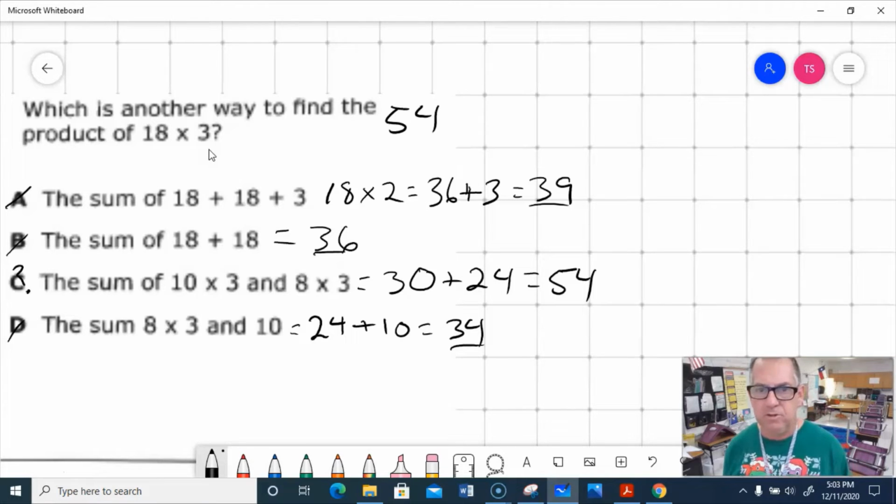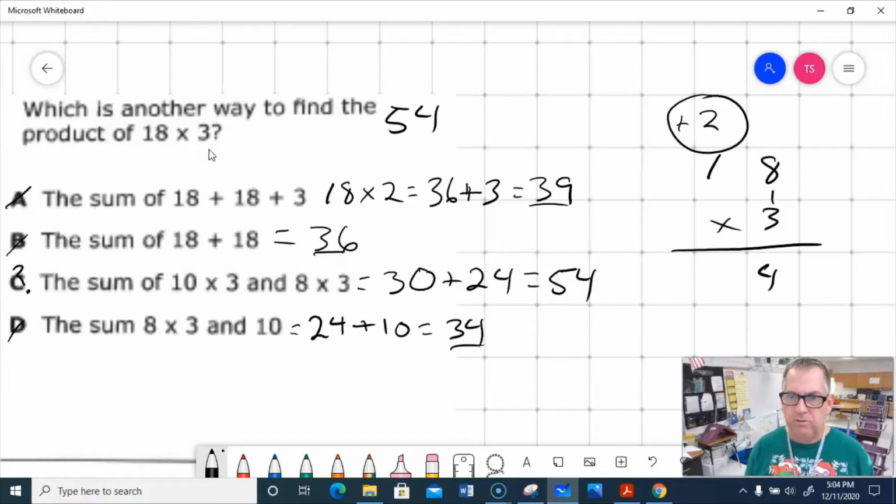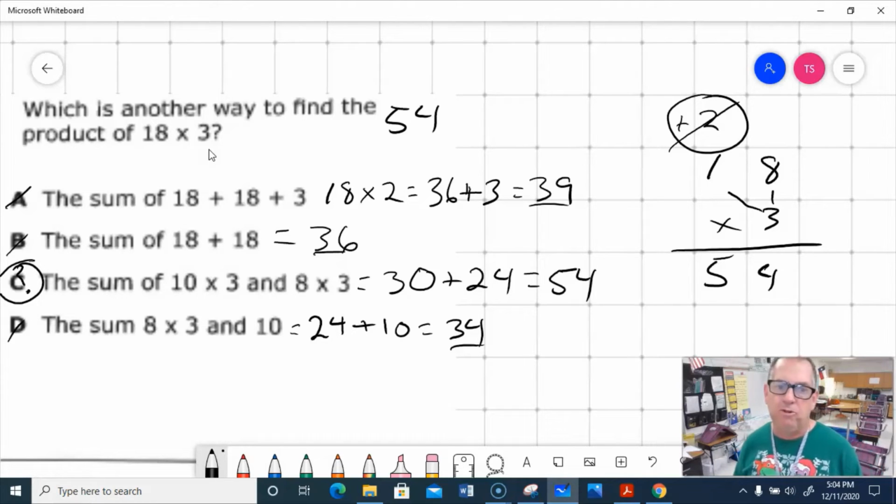And we'll double check using the standard algorithm, to make sure we didn't make a mistake on our mental math. So we'll do 18 times 3. The standard algorithm says I'd multiply 8 times 3, and 8 times 3 is 24. I like to circle that and put a little plus sign there so I don't forget. And then I'd multiply 3 times 1, which is 3, plus 2 would be 5, and that's 54. So 18 times 3 is 54, and the correct answer choice would be answer choice C. That'd be another way of doing it, and that would basically be the partial product method of solving that problem.